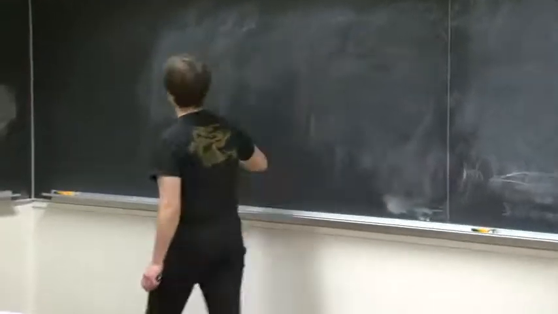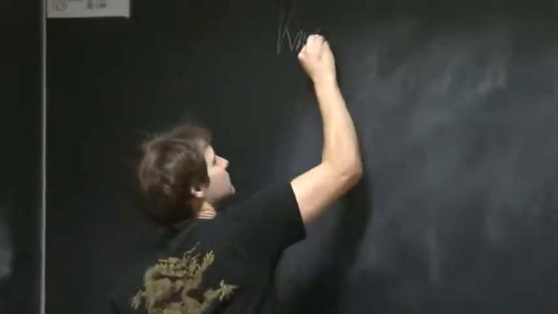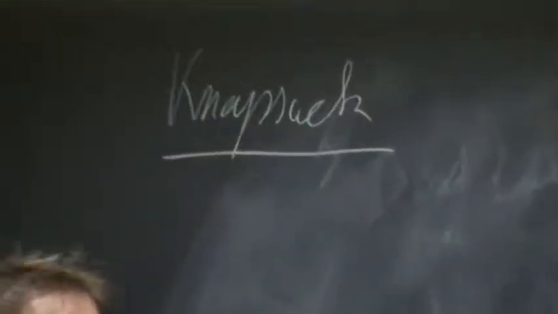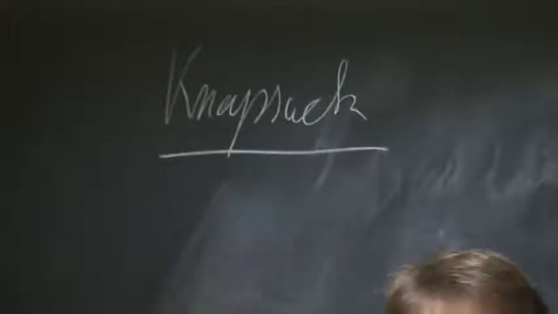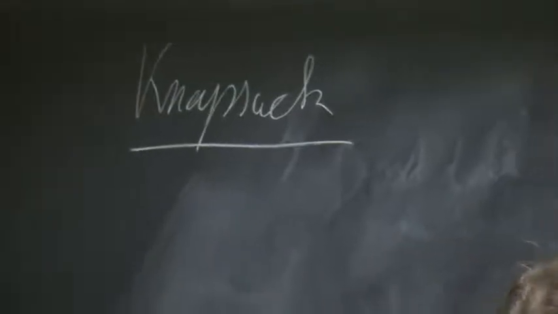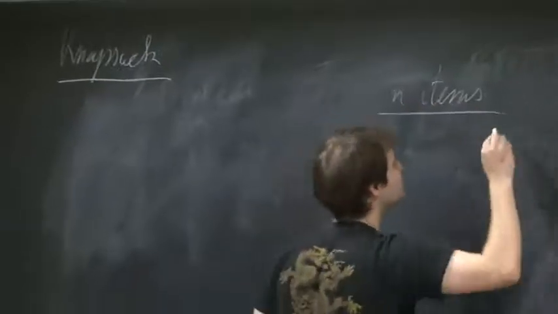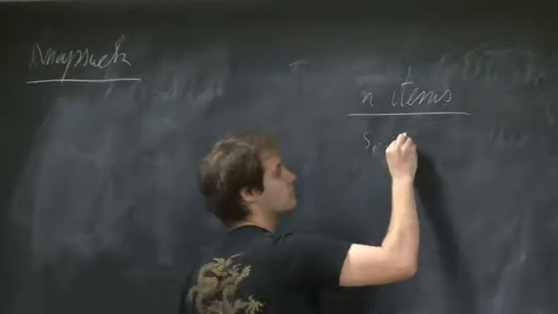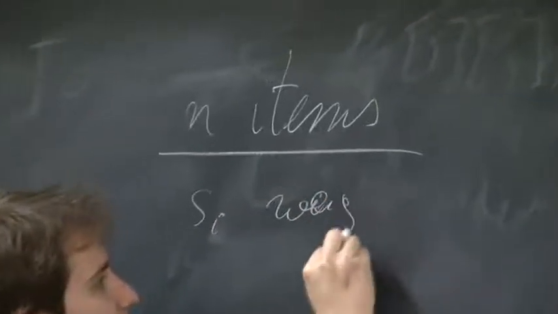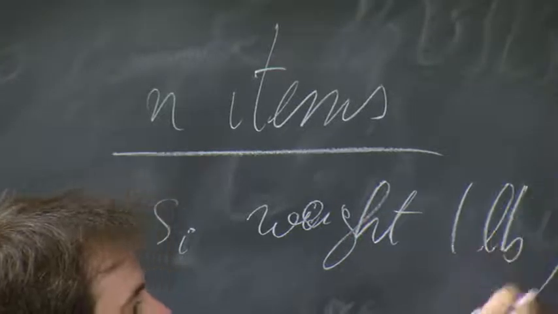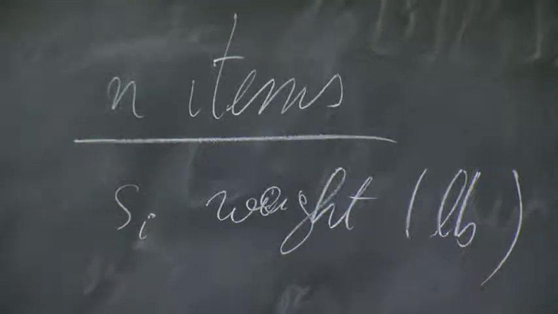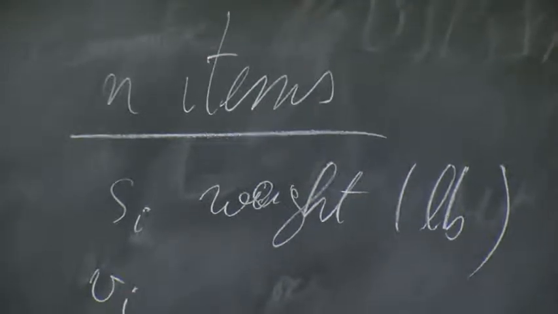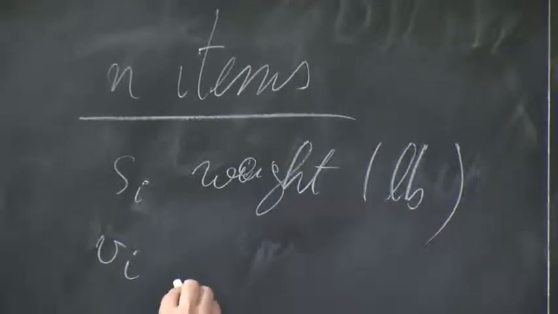Okay, so the knapsack problem. The way I look at it, you're a thief. You somehow made your way into a vault. That vault has n items. Each item has a weight of S_i pounds. And after you get out of the vault, assuming you make it alive, you can sell it for V_i dollars on the market. So this is how much money you get out of it, V_i.